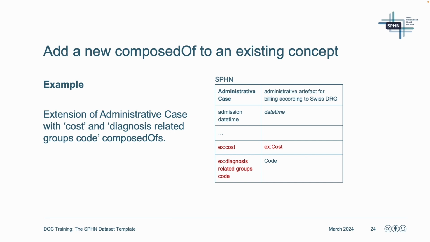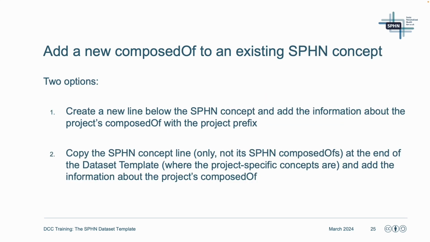When you add new composed of to an existing SPHN concept, like in the example here where the project wants to add in the administrative case two composed of, there are two possible ways to do so. You can either create a new line below the SPHN concept and add the information about the project composed of with the project's prefix, or you can copy the SPHN concept line, only the concept line, not the SPHN composed ofs, at the end of the dataset template where you actually are adding your project-specific concepts, and then you add the information about the project composed of.